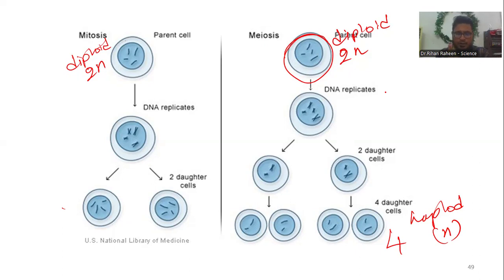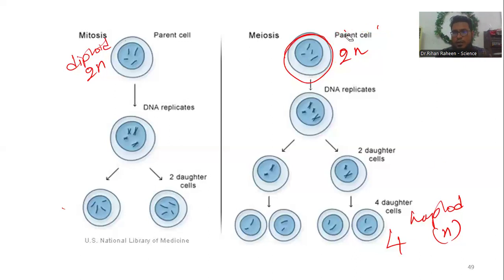Haploid cells, again listen to this: haploid cells cannot undergo meiosis, correct or wrong? Wrong. Haploid cells cannot undergo meiosis because they are already half, and cannot again become half.